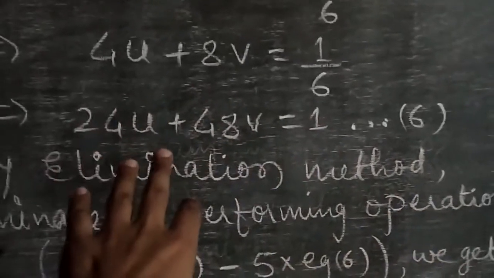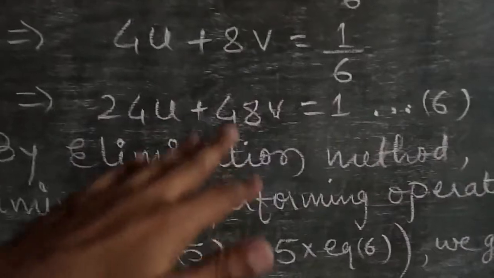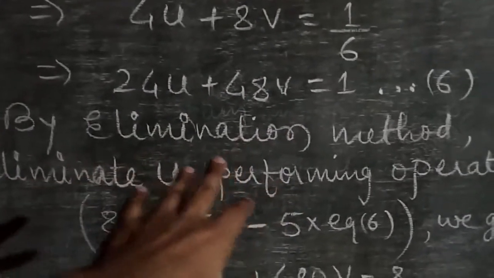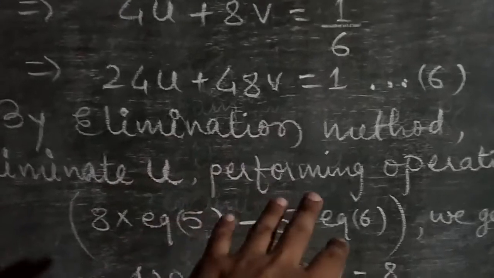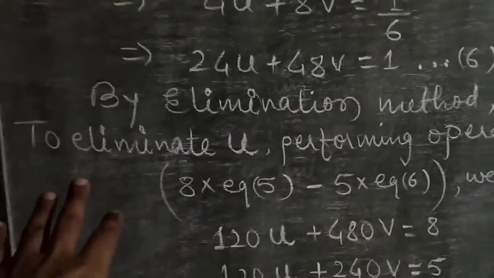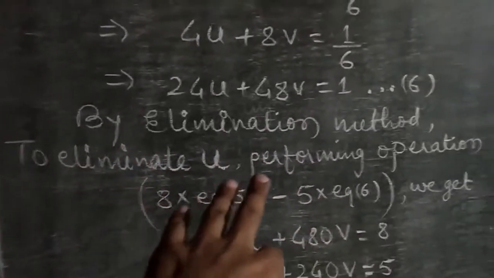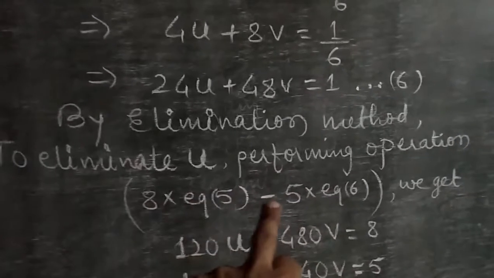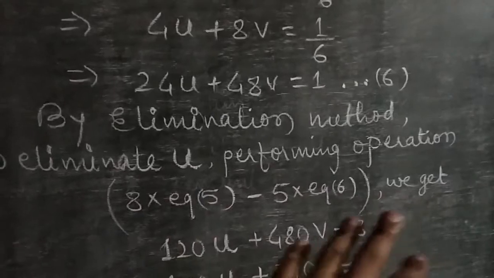It is also a linear equation. So we can solve these equations by any algebraic method. I am using the elimination method here. You can use the substitution or cross multiplication method. So to eliminate u, we are performing one operation here: 8 into equation 5 minus 5 into equation 6.